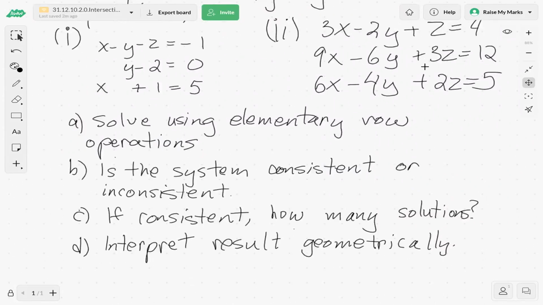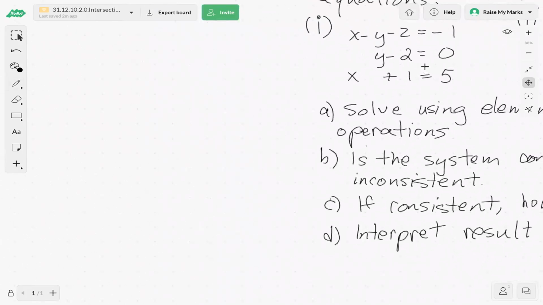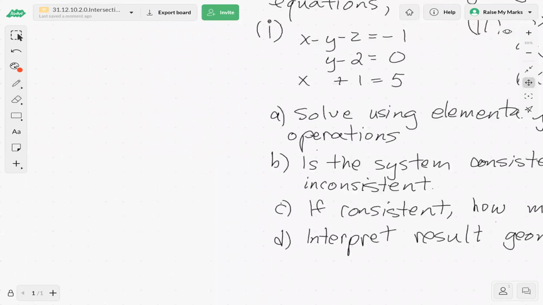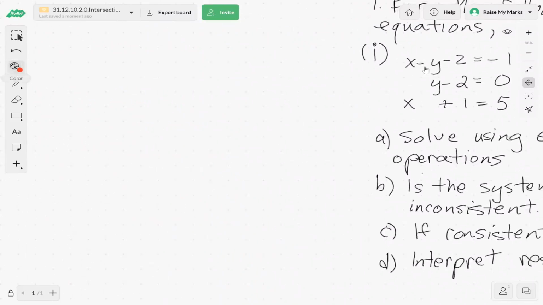Okay, so let's have a look. Let's start with the first one. Let's do it off to the left. Now let's pick a color, red. So we're asked to solve using elementary row operations, or elementary operations, what they call them. All right, elementary row operations. Okay, so let's label our equations 1, 2, and 3, so we know what we're referring to.